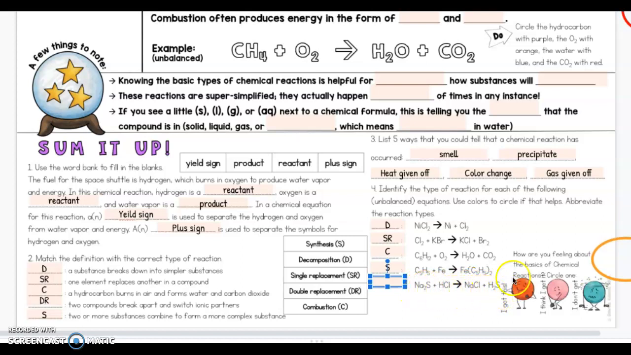Last but not least, we have one compound, two compounds, giving us one compound, two compounds. This compound is not over here. This compound is not over here. They've switched partners. Double replacement. So then you're supposed to take this and say, how are you feeling about chemical reactions? Hopefully you're feeling over here. If you're feeling more over here, come and see me for help.